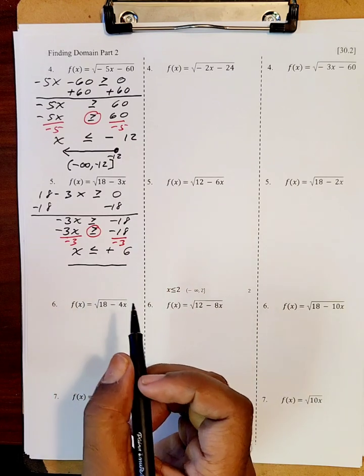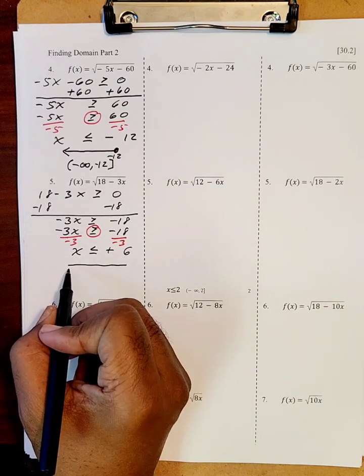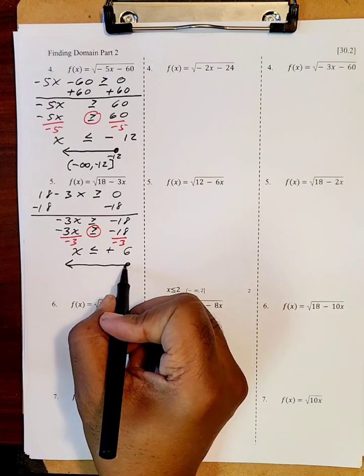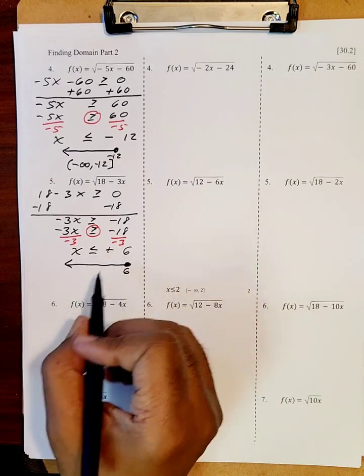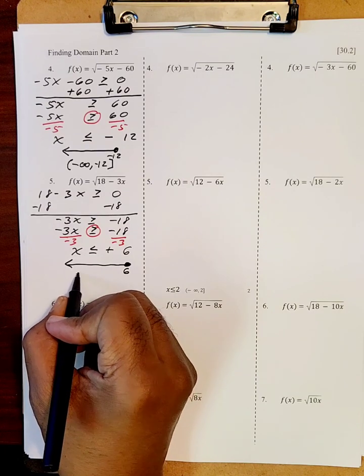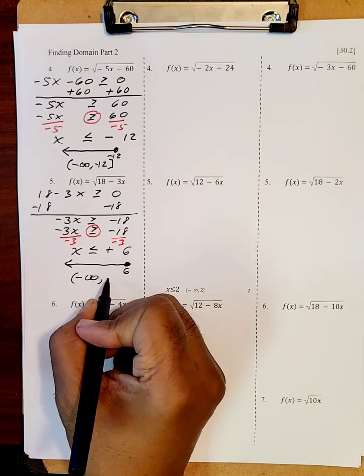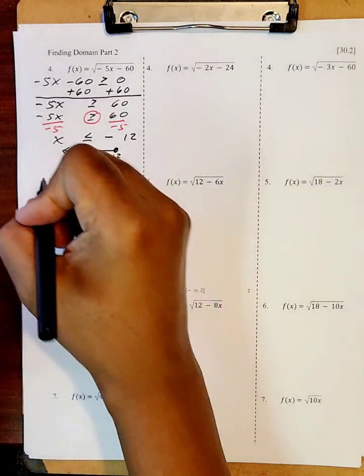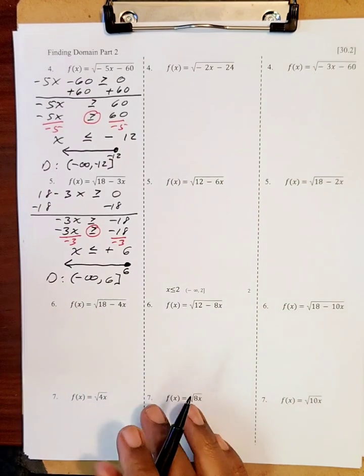That graph will look like this. It'll go to the left, and it'll be a closed circle on 6. So to the left, in interval notation, you'll have a parenthesis, negative infinity to 6 with a bracket, and that's our domain.